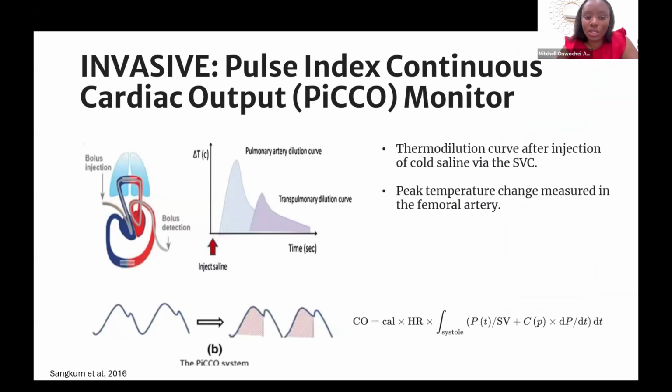PICO, like I said, requires a central line in your cavo-atrial junction and an arterial line, preferably your femoral artery. And you perform thermodilution just like you would with the pulmonary artery catheter. You inject cold saline into your SVC, and you measure the temperature change in your femoral artery. And you plug that into this formula and pretty much calculate the area under the curve, and that gives you your stroke volume. And once you have your stroke volume, you can get your cardiac output. It's stroke volume times your heart rate.